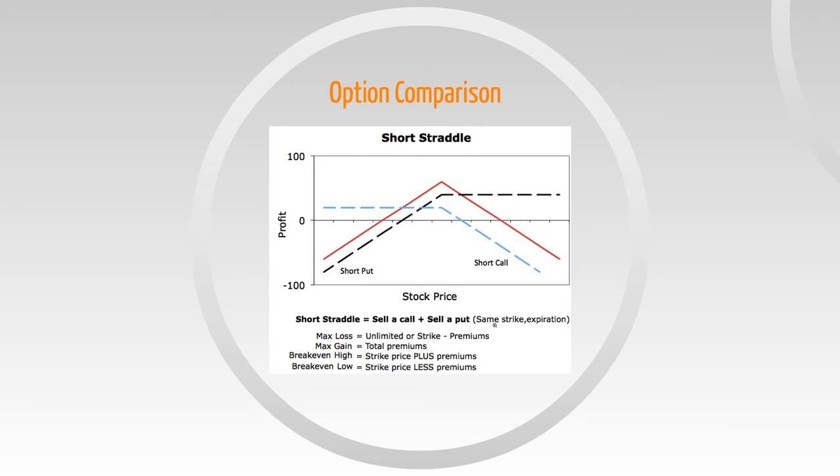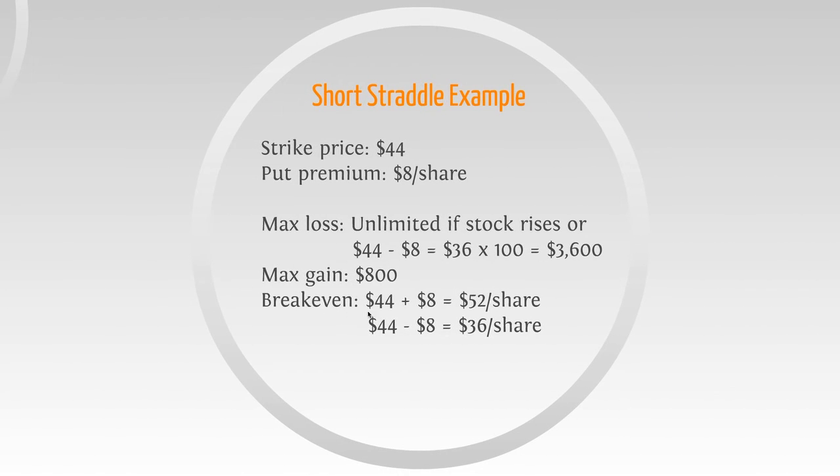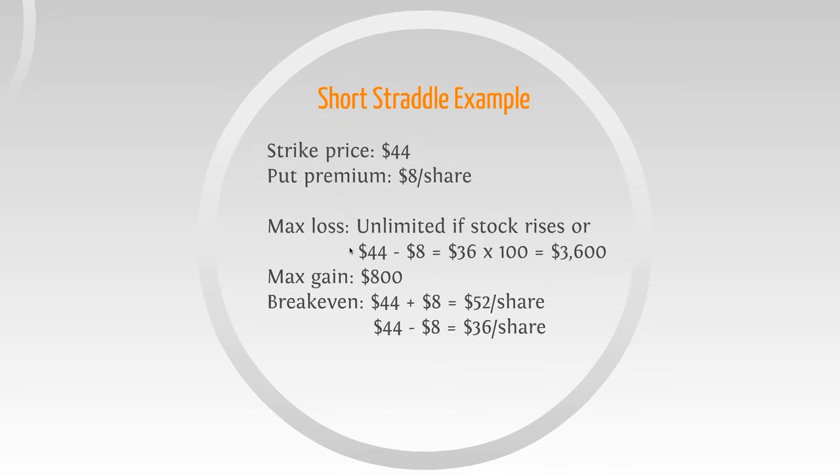Now, this has to be done with the same strike price and the same expiration date for the call and the put for this specific position. And we can see here our break evens are the strike price plus and less the premiums. And our maximum gain are those premiums. So this position is just a play on keeping the premiums for a stable stock. And we can see that here our break evens are again 44 plus and minus $8. And we have some potential for losses if the stock price makes big moves either upwards or downwards.